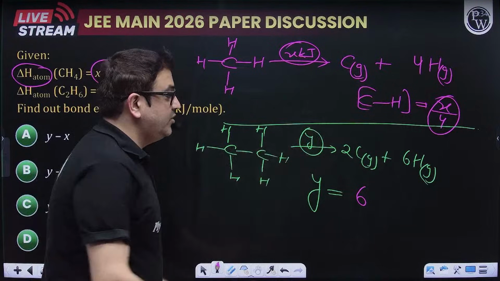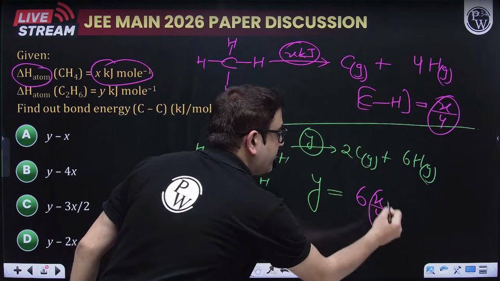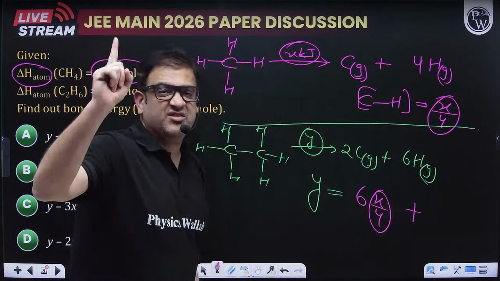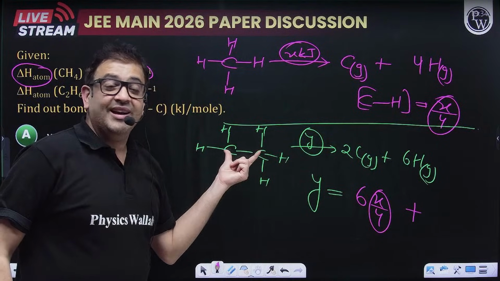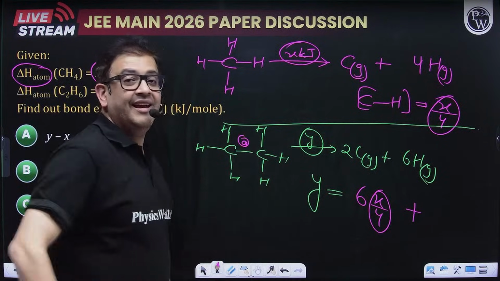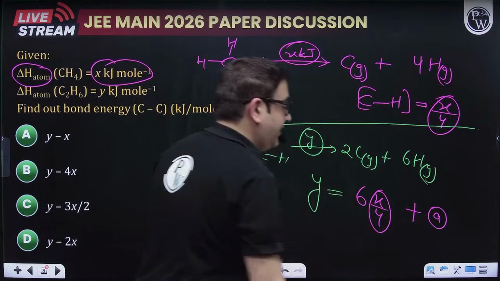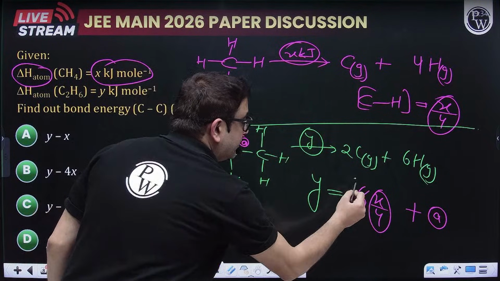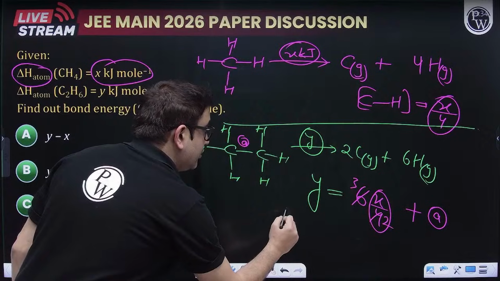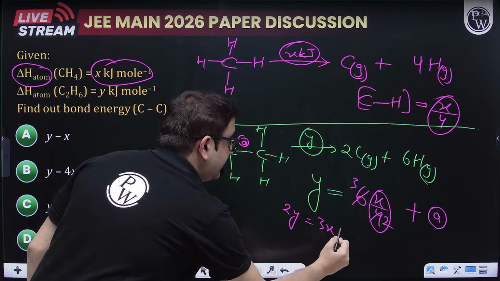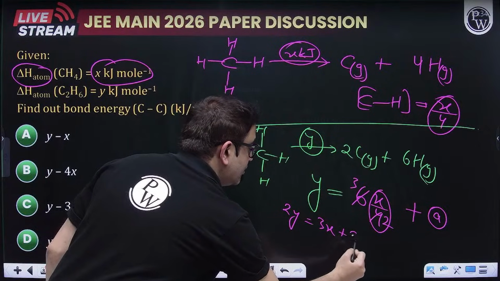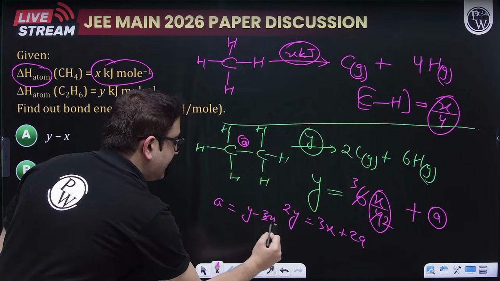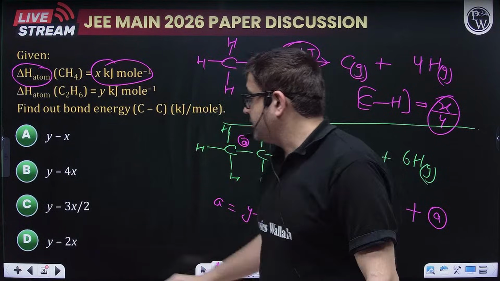For C–H, I guess you already know it is X by 4 per C–H bond. So for 6, it will be multiplied by 6. Plus, there is one extra bond, the carbon-carbon bond. Let's say this carbon-carbon bond energy is A. So what is the value of A? It will be 3, it will be 2. So take LCM. So 2Y will be equal to 3X plus 2A. So A will be equal to Y minus 3X by 2.